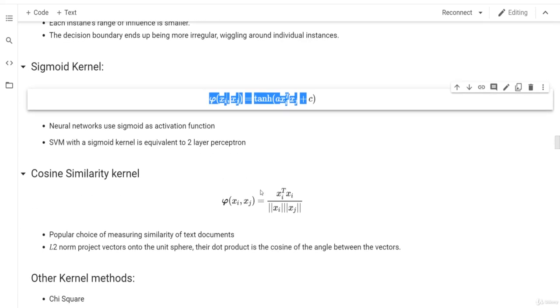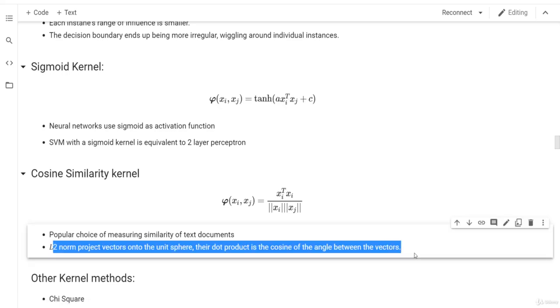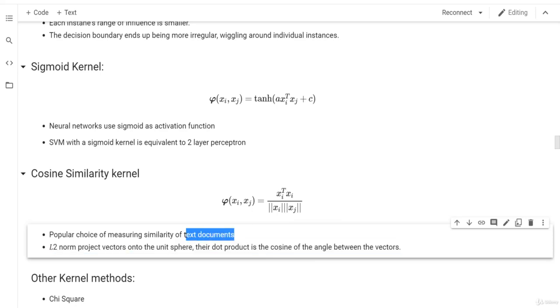And we also have another kernel called the cosine similarity kernel, and this is the equation for it. It's a popular choice for measuring similarity of text documents, and it uses the L2 norm, which projects vectors onto the unit sphere, and the dot product is the cosine of the angle between the vectors. This is not important at all. What you just need to understand is this: if you are working on a machine learning project and you want to measure the similarity between text documents, for example sentiment analysis with SVM, then cosine similarity is the best kernel that you can choose.